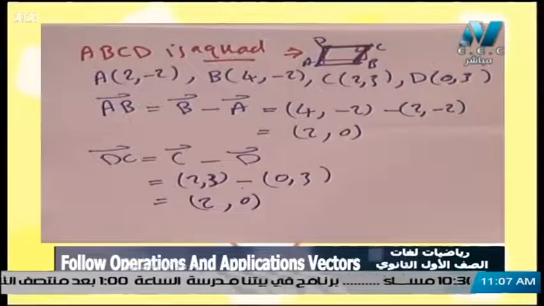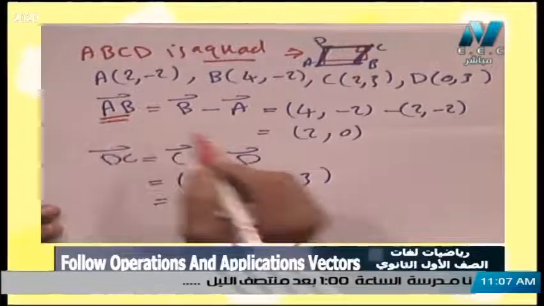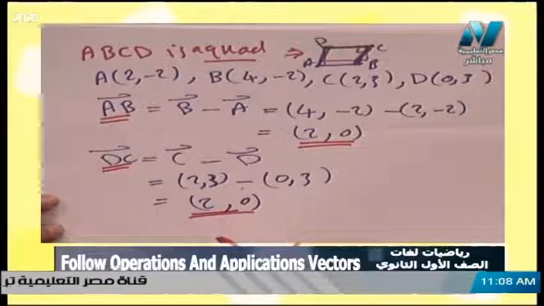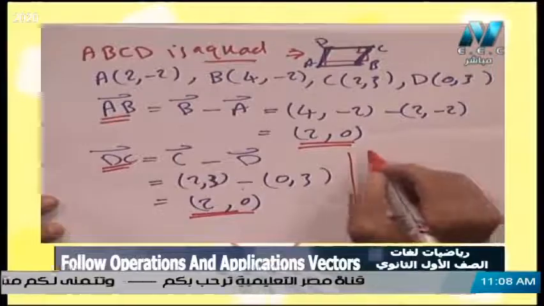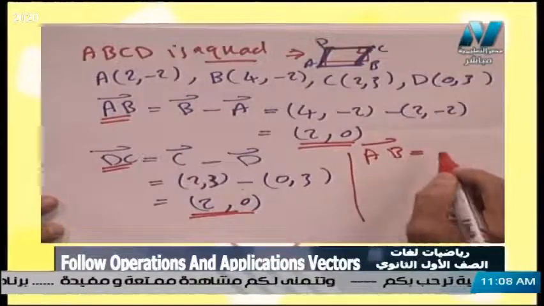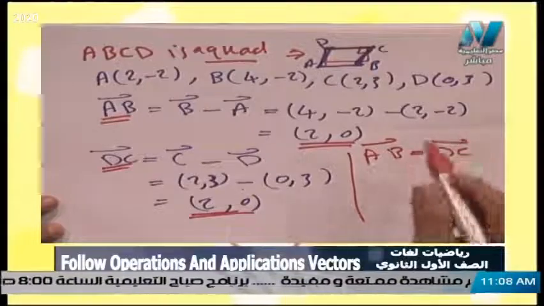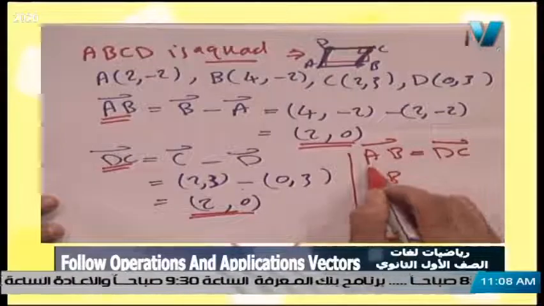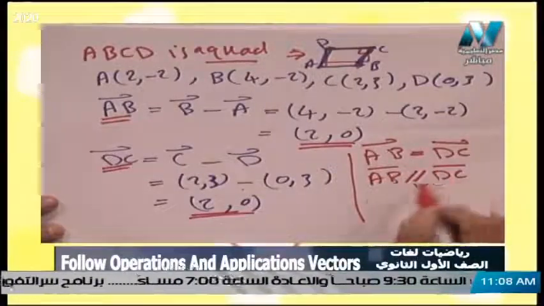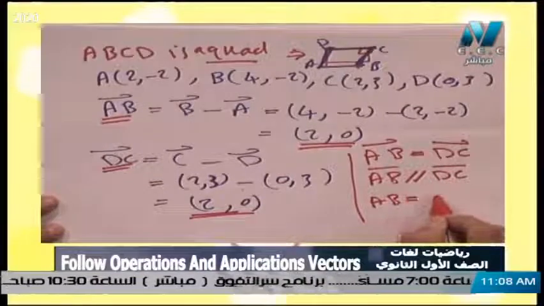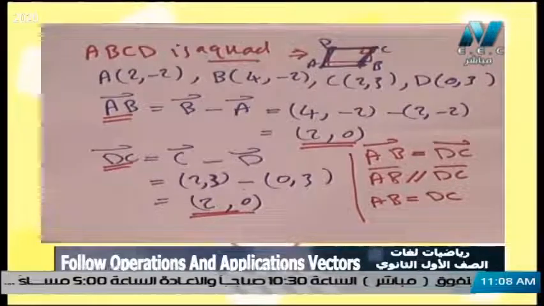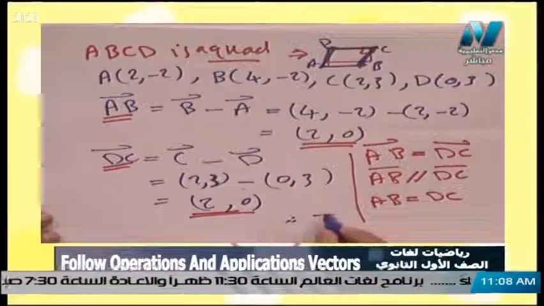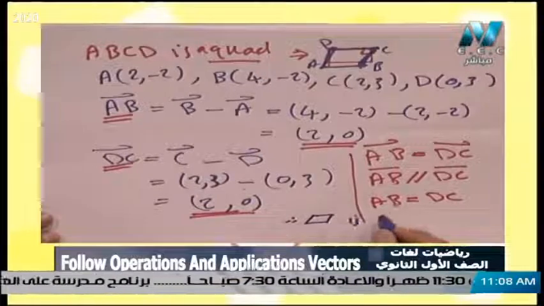Look carefully, my dear students, at this. We have now the vector AB equal to 2 and 0, and the vector DC is 2 and 0 also. So we have deduced that the vector AB exactly equals the vector DC. So AB itself is parallel now to DC, and AB as a magnitude or length equals DC. So ABCD now is a parallelogram. Therefore, this quad is a parallelogram.